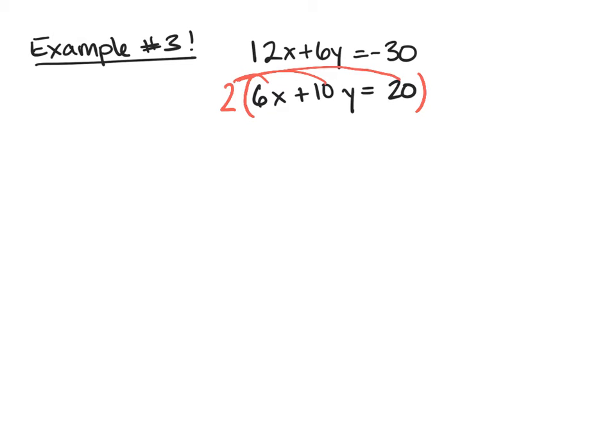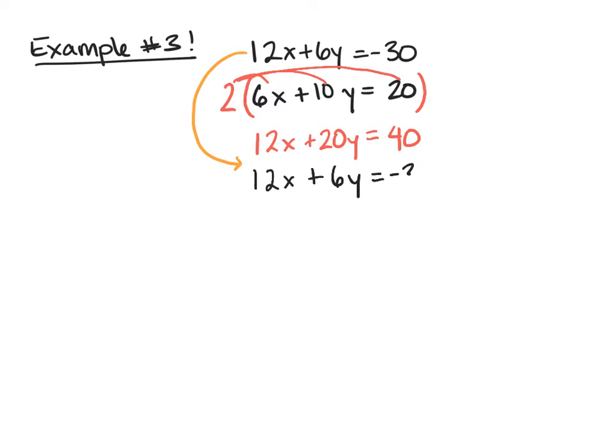So what is 2 times 6x? That is 12x. And then 2 times 10y is 20y. And then 2 times 20 is 40. So now, check this out. I'm going to take this first equation and just drop it back down underneath here. So 12x plus 6y equals negative 30.